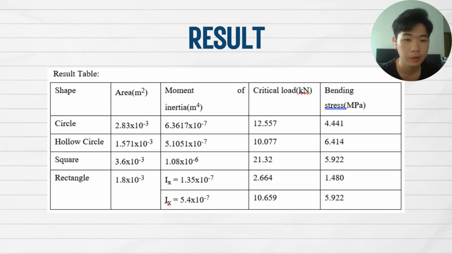And for the bending stress, the highest value is the hollow, 6.214 megapascal, and the smallest is the rectangle, which is 1.48 megapascal. As you can see, all the bending stress here is lower than the 250 megapascal. So the result is very good.